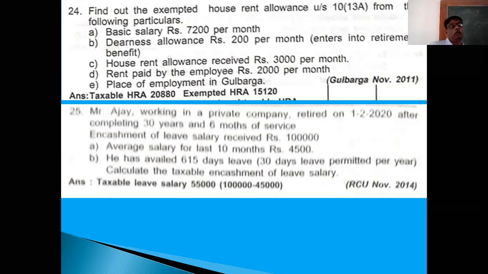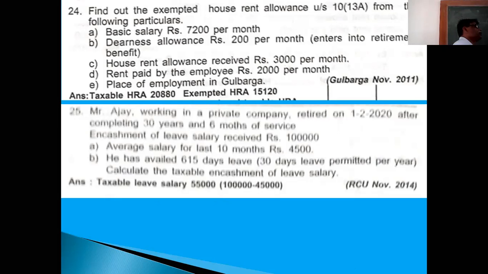Then encashment of leave salary received is rupees 1 lakh. 1 lakh rupees he received for whatever leaves he saved. On the basis of the leave saved, he received 1 lakh rupees on retirement. Then average salary for the last 10 months is 4,500. Average is calculated as 4,500 per month salary.